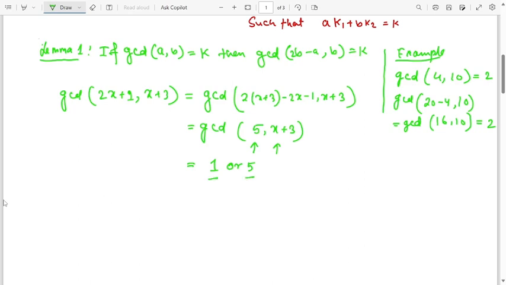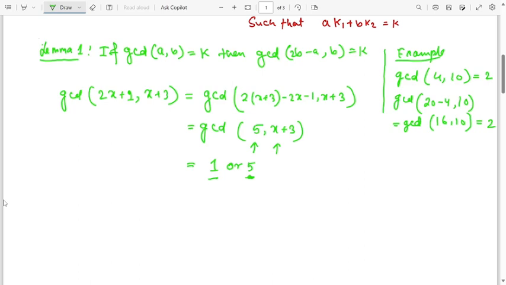And if x plus 3 is a multiple of 5, but we know that x plus 3 is nothing but a power of some prime p, so in that case it can be 5. If the number x plus 3 is equal to some power of 5, then we can say the GCD will be 5. For all such circumstances, the GCD should be 1 or 5.